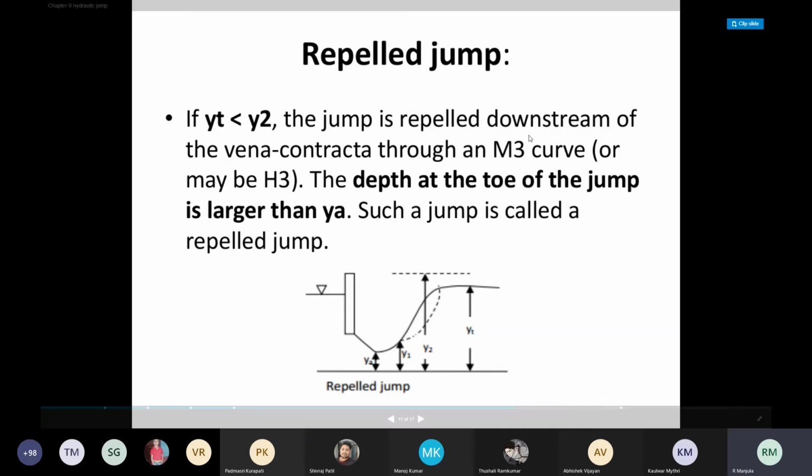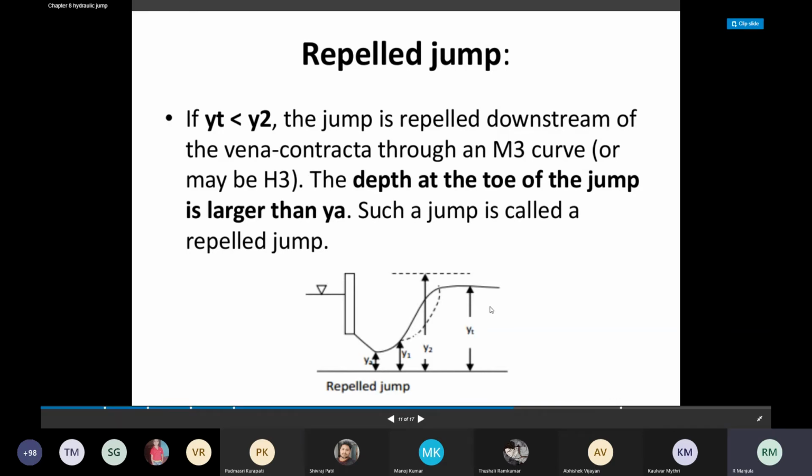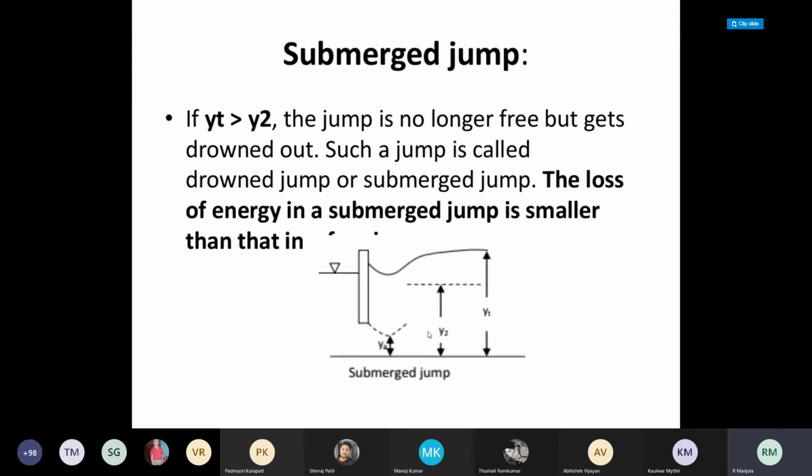So here you can see the depth at the toe of the jump is larger than your YA. This kind of jump is called a rippled jump. This type of jump is called a rippled jump.